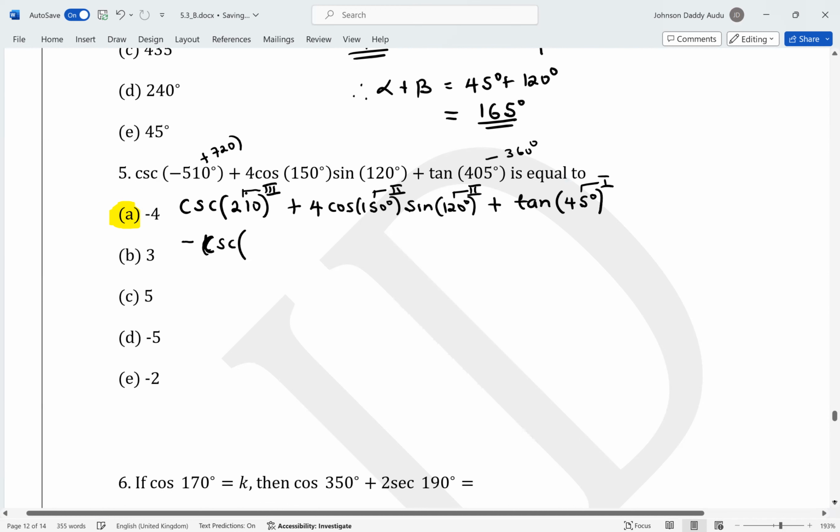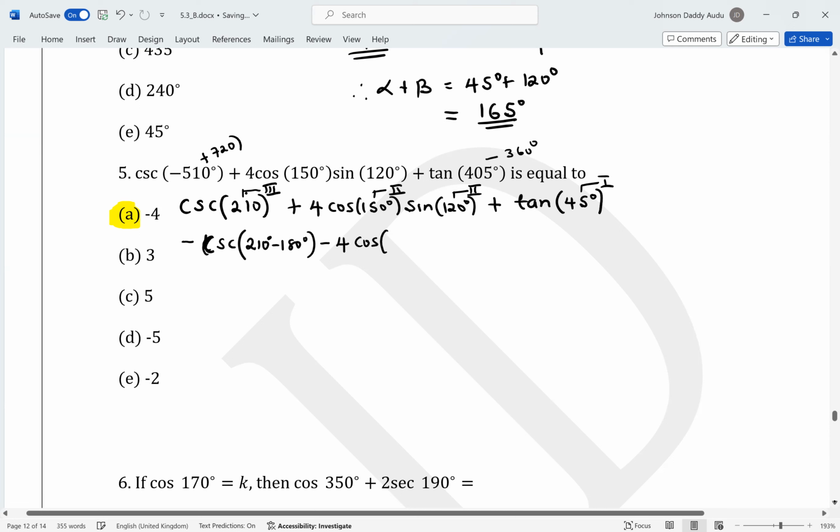Then now you find the reference angle, which is 210 minus 180 degrees. So here we now use the reference angle. Plus, here, this is 150 in quadrant 2, but cosine is also negative. So negative will come out, which will change this positive to minus. So this will become minus cosine.